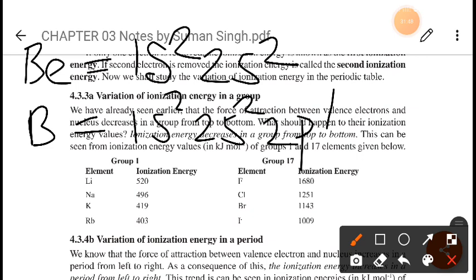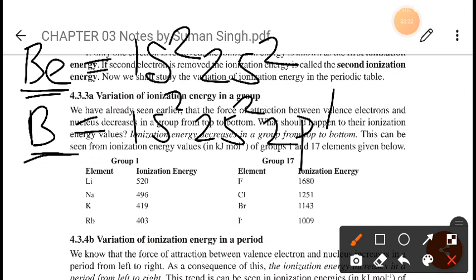When you see the trend in ionization energy, it is seen that boron possesses a higher nuclear charge, but yet its ionization energy is less as compared to that of beryllium. Why is this happening? We will see this.